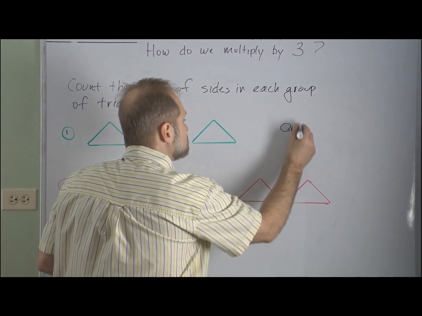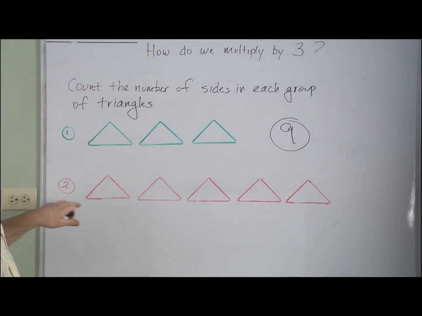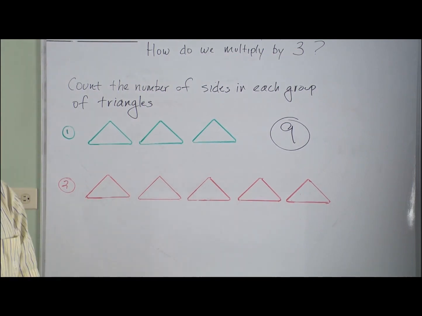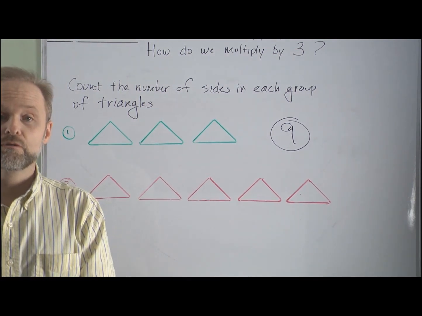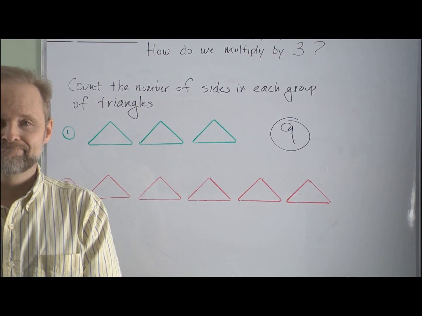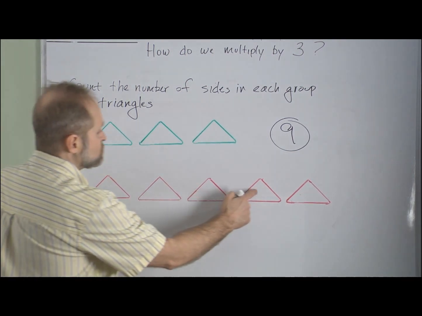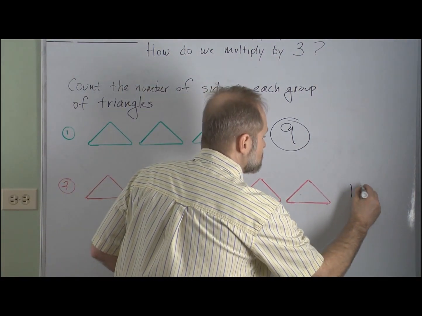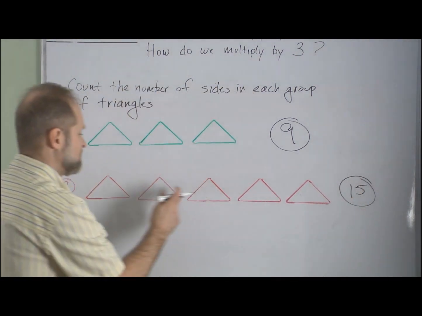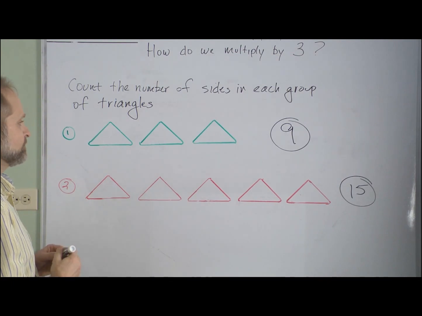I want you to go ahead and try the next one on your own. Pause it, and then we'll go through it. All right. As we take a look here, we can see 3, 6, 9, 12, 15. So we're going to have a total of 15 sides altogether.